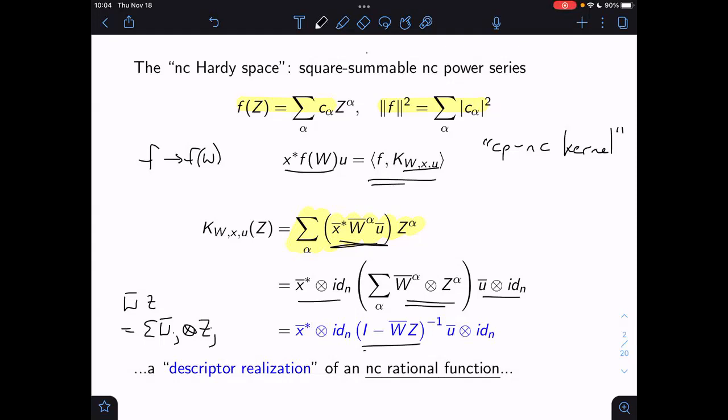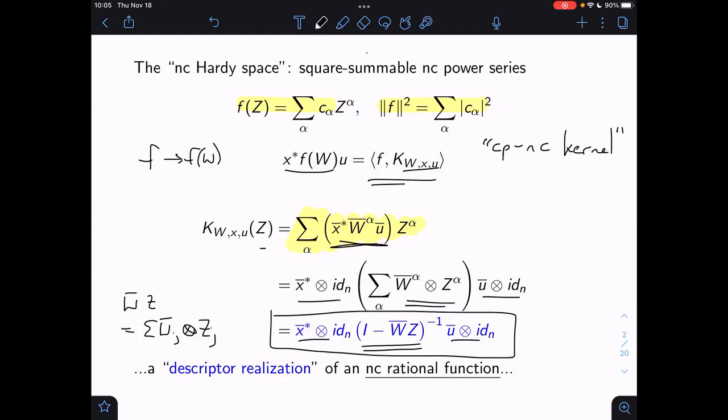And so what you have here in the middle looks very much like the Szegő kernel we're familiar with. This is now some matrix-valued thing. Then I trace out, or take an inner product, in the W variable, but leave the Z variable alone. So when I'm all done, I get a function of Z. This last expression that's highlighted in blue is a prototype for what's called an NC rational function. In this particular expression, the W is fixed, the X and the U are fixed vectors, and the Z is the variable.